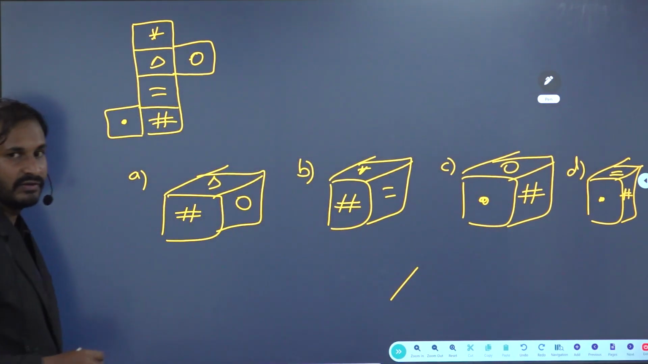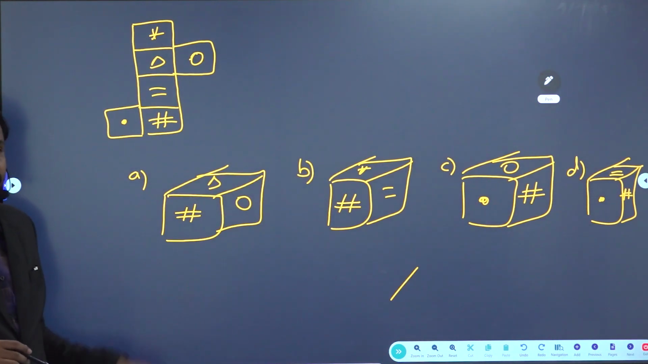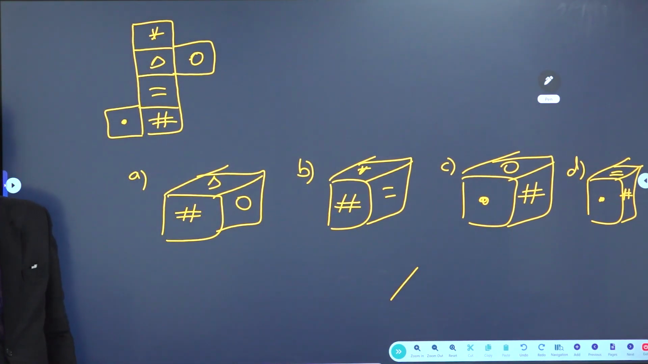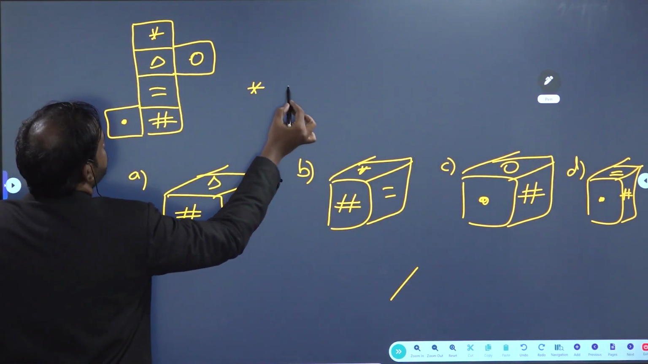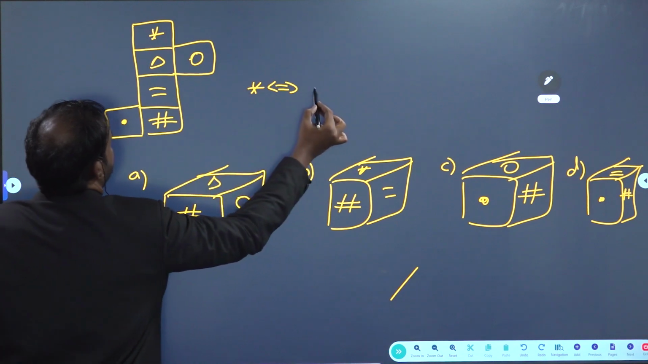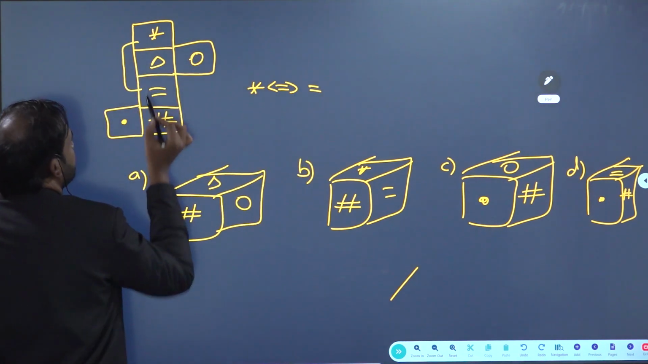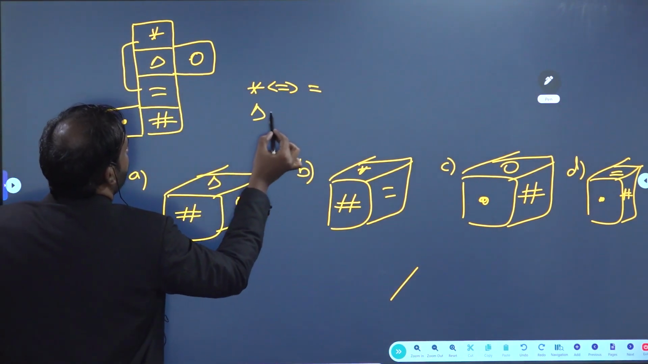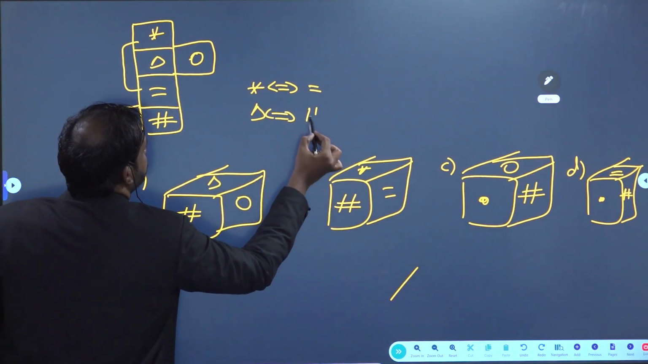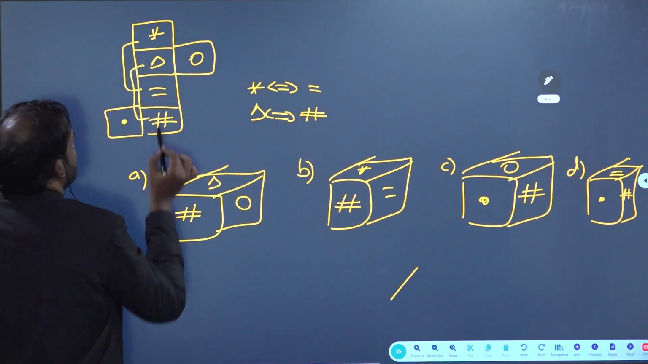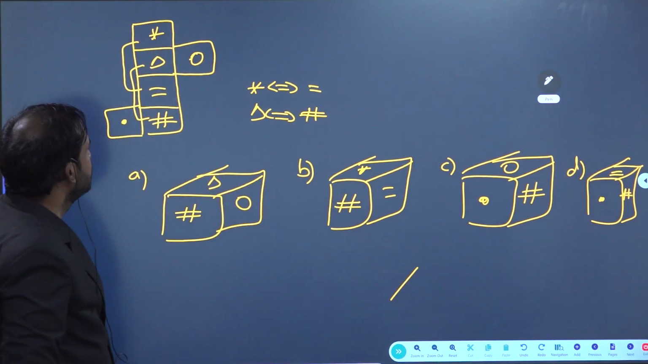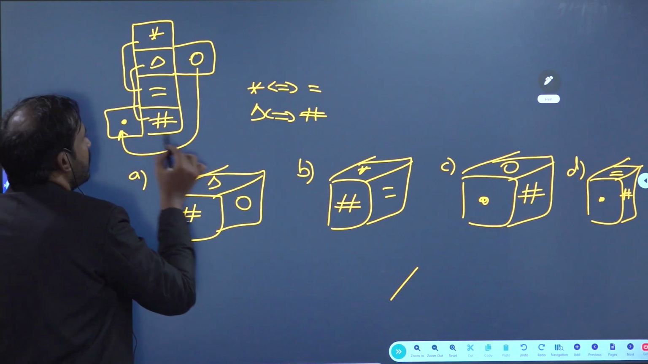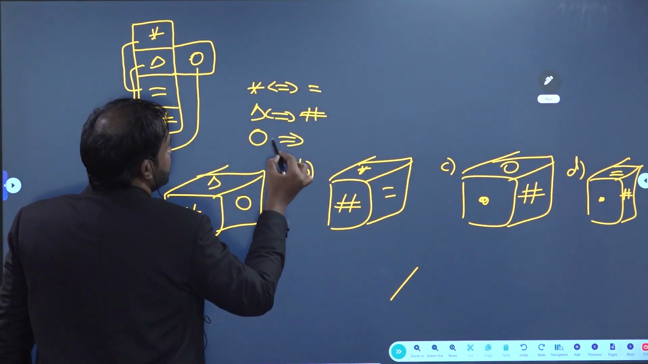Now I need to verify. How do I need to verify? First of all I need to write the opposite pairs here. So first tell me, star will be opposite to what? Star will be opposite to equal to. Why? Because these two are alternate here. Next, triangle will be opposite to what? Triangle will be opposite to hashtag. Why? Because triangle and hashtag are opposite to each other. Now if I merge these two things, what happens? The circle and dot will be opposite to each other.